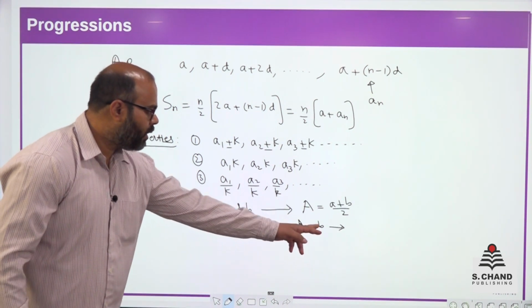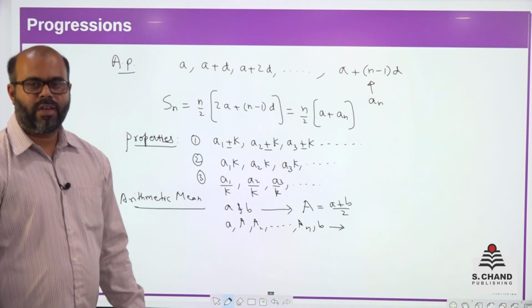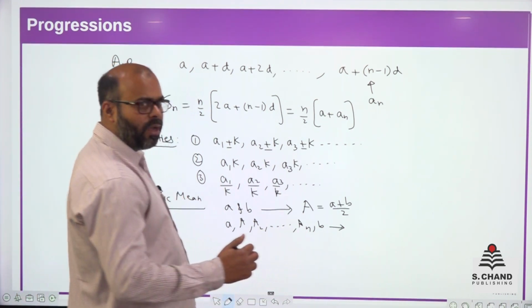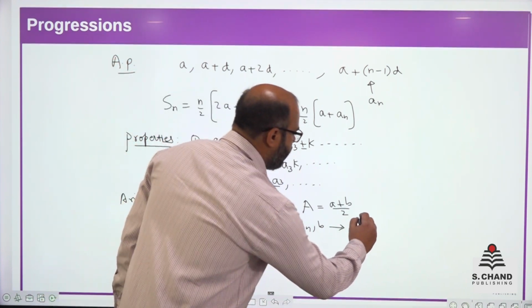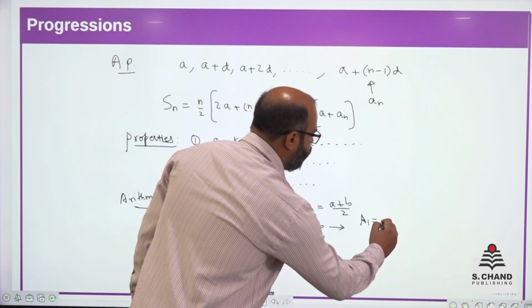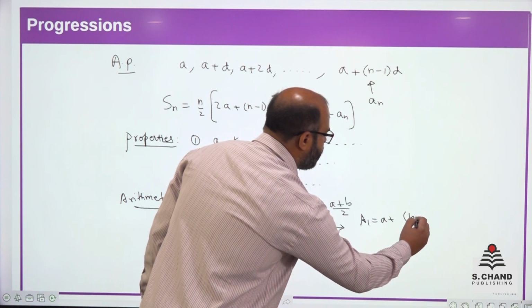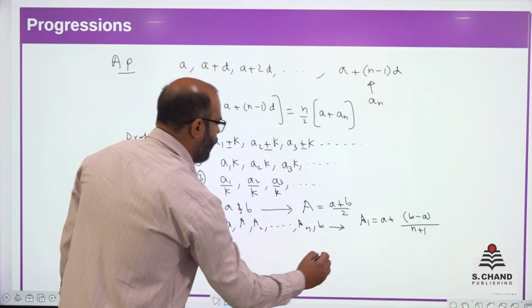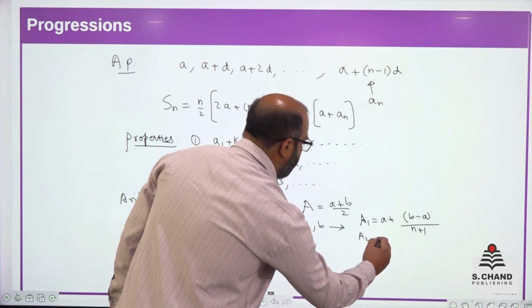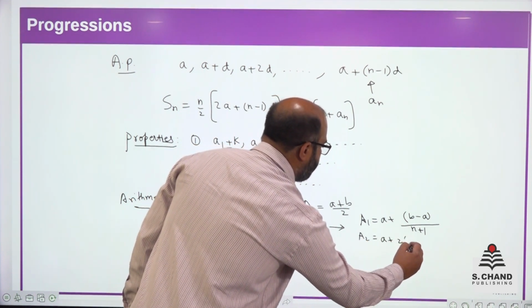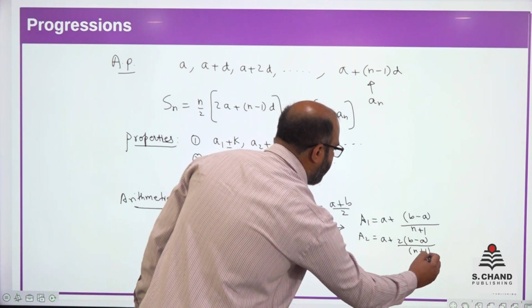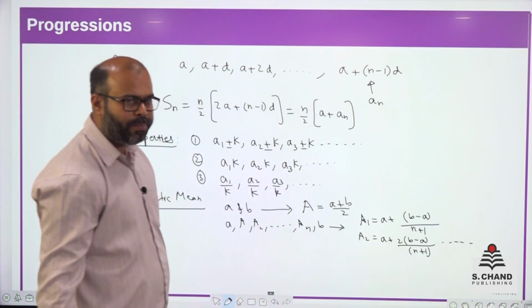Now there are a total of n plus 2 terms in this AP, counting the first and the last term. When you find the arithmetic means, A1 is equal to A plus (B minus A) upon (n plus 1), and A2 is A plus 2 times (B minus A) upon (n plus 1), and it will proceed similarly.